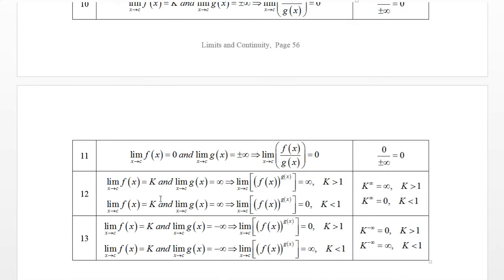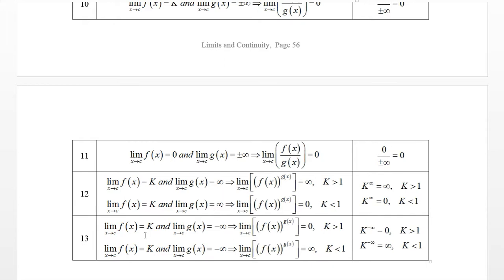Now this is kind of interesting here. We haven't encountered one like this yet, I don't think, at least not in my videos yet. So if we let x go to c, f of x is a constant, some real number, actually has a limit, and g of x is approaching infinity, it does not have a limit. So this thing will go to infinity if that base is going to a constant real number that's greater than 1. If it's going to a base that's less than 1, then the whole thing's going to go to 0. And if it's equal to 1, we don't know what it's going to do.